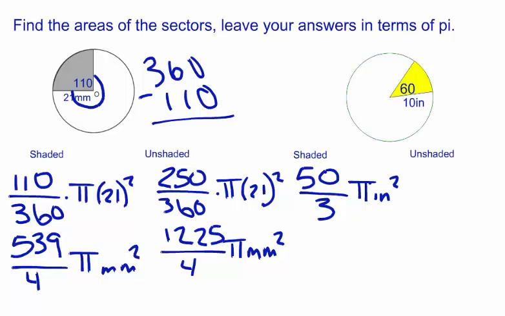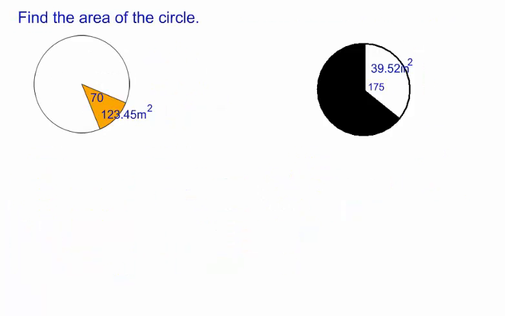After you have found the shaded region, you should have received 50 over 3 pi inches squared. And then the unshaded region would be 250 over 3 pi inches squared.